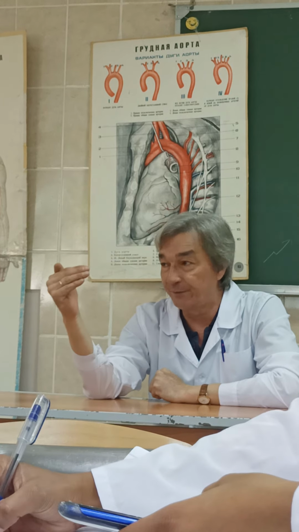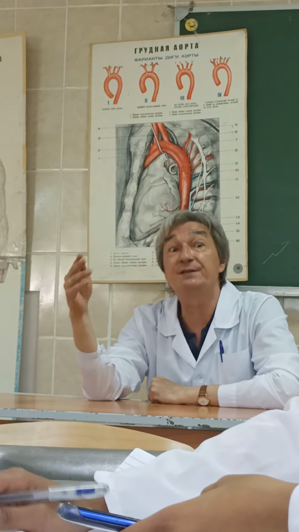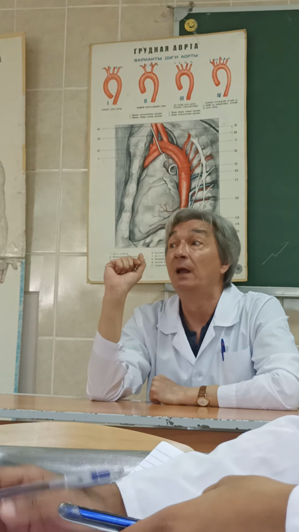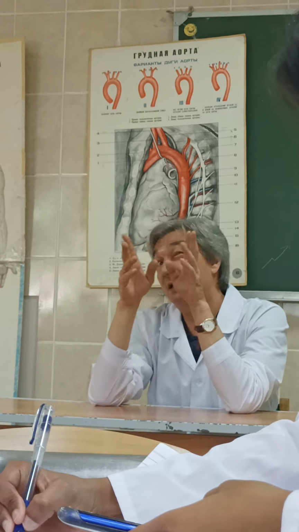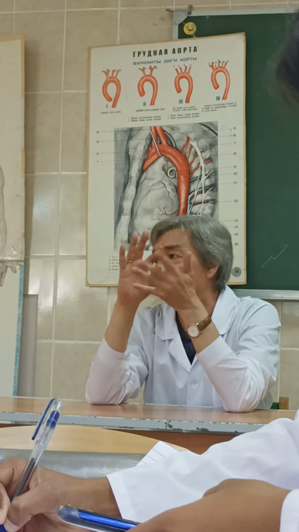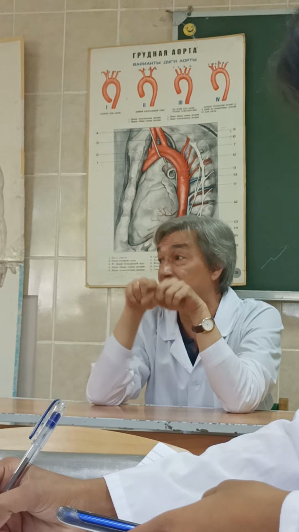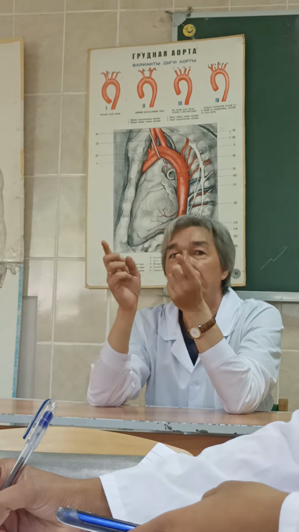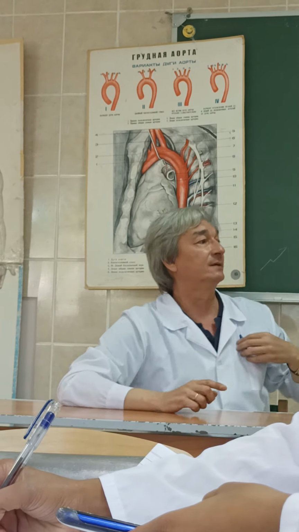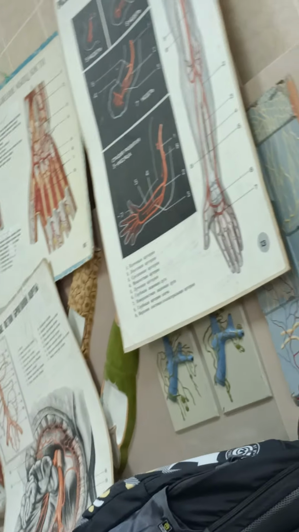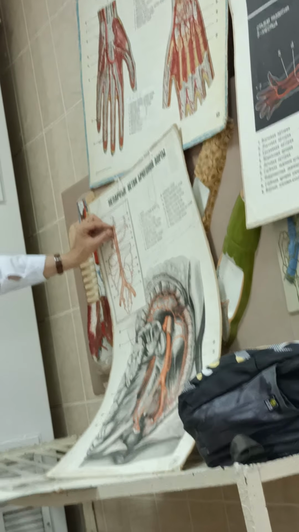So it has its origin from the aorta at the level of the 12th thoracic vertebra, and it has a length of about 2-3 centimeters, and then it is divided into 3 arteries. Here is the trunk. It is small, the celiac axis.